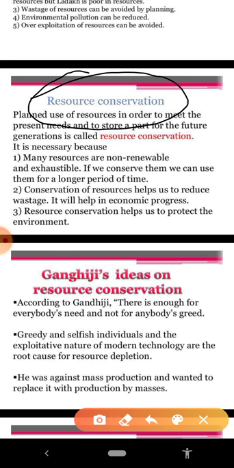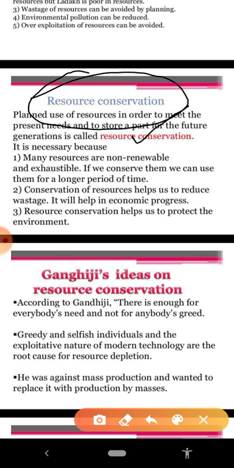So with regard to resource conservation, what I told you in the previous video: planned use of resources in order to meet present needs and to store a part for the future generation is called resource conservation. This has been mentioned here.